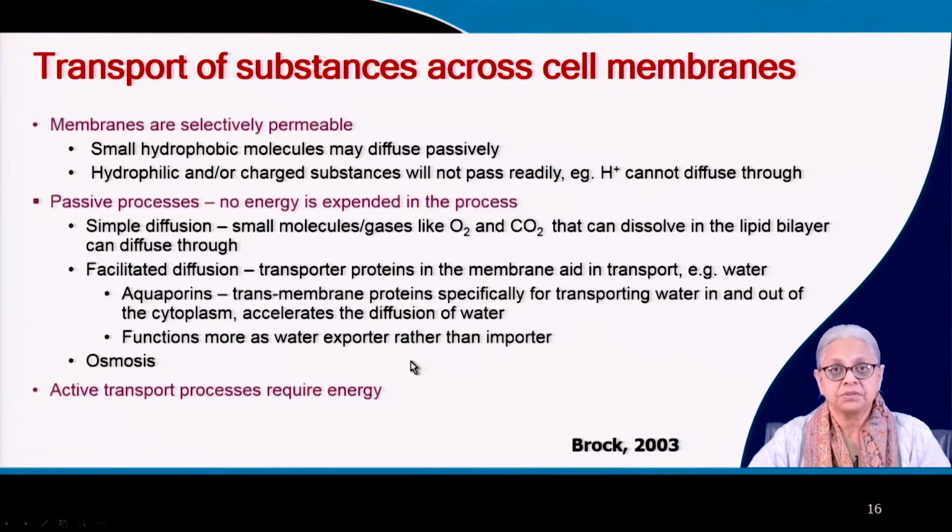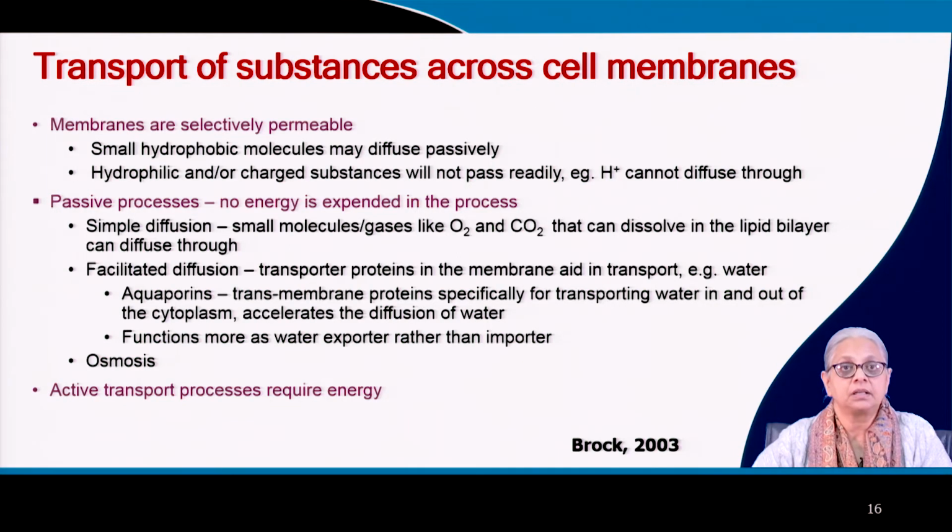So now we come to the second point, and that is facilitated diffusion. Now what is facilitated diffusion? It is still diffusion driven by a concentration gradient, but in this case there are transporter proteins in the membrane that help in the process of transport. So we today know that there are aquaporins. There are aquaporins which are transmembrane proteins specifically for transporting water in and out of the cytoplasm. It accelerates the diffusion of water. Remember that water is not going to diffuse through this hydrophobic layer of the plasma membrane.